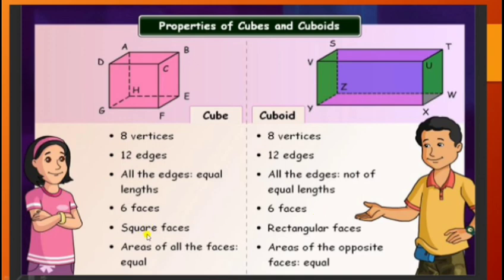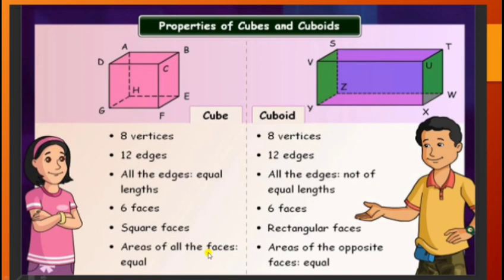Next one: every face is square in shape. Front face, top face, bottom face, all are square in shape. But in the cuboid, you will find every face is of rectangular shape. Rectangles are there.